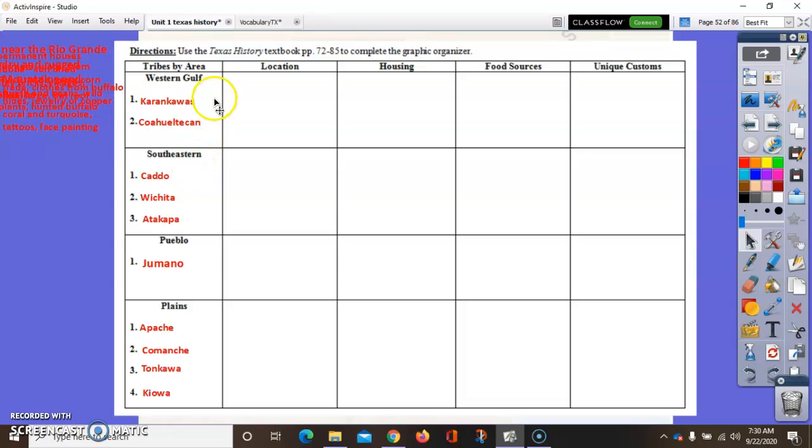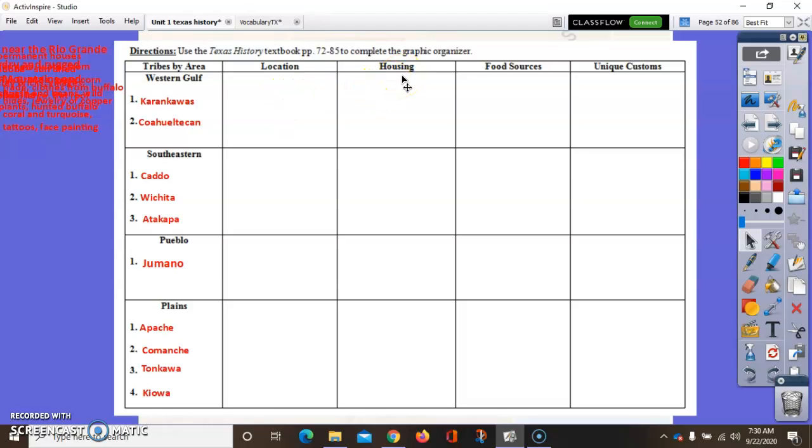You're going to focus on where they're located, what part of Texas they lived in. This might be a clue, Western Gulf. This, however, is not. So the Southeastern here actually refers to the southeastern part of the United States and the fact that these Native American tribes have a relationship to Native American tribes from outside of Texas. So, location in Texas.